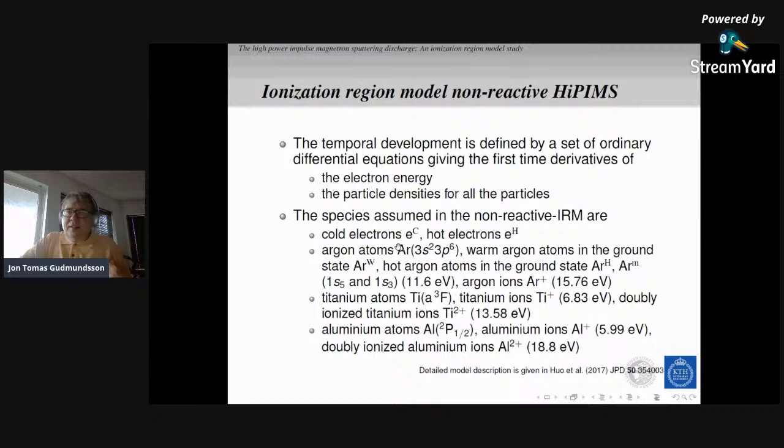And then we have argon atoms. We have warm argon atoms, which I will explain later, and hot argon atoms. And then we have metastable argon. We have argon ions. So this is the basic, what we call the working gas. And then, so far, we have modeled a titanium target and an aluminum target. So we have titanium atoms, titanium ions, titanium 2 plus, and similarly aluminum, aluminum plus, and aluminum 2 plus. So this is basically the model.